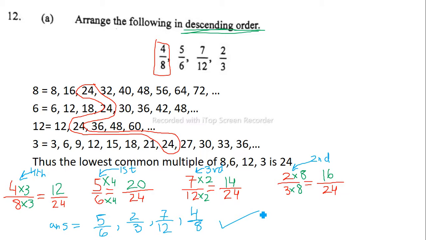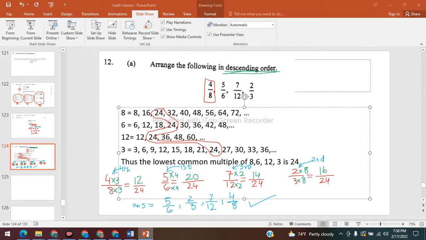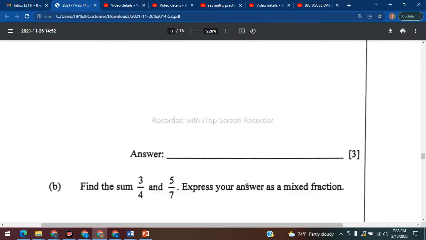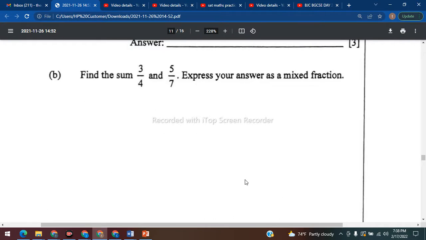All right, so let's continue. Alright, good. So let's continue with this one.